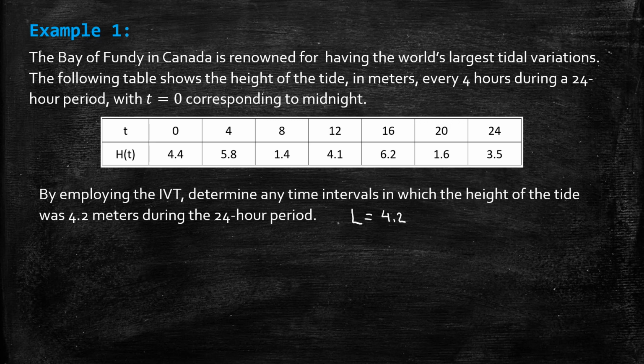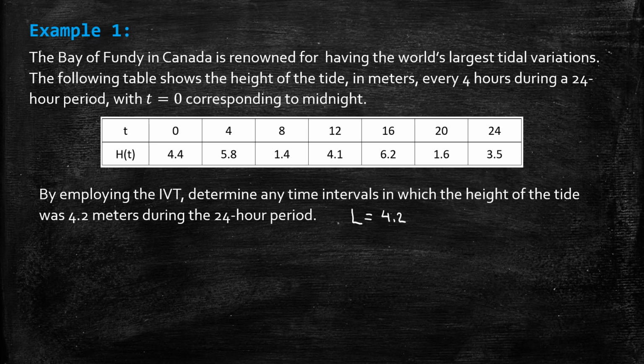And again, you have to assume that the tides are continuous, which I don't think is too big of an assumption. What you're doing is looking for intervals in which 4.2 lies in terms of the height of the tide.